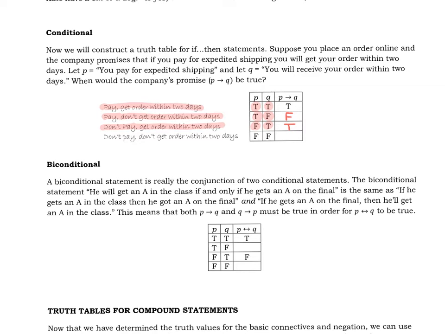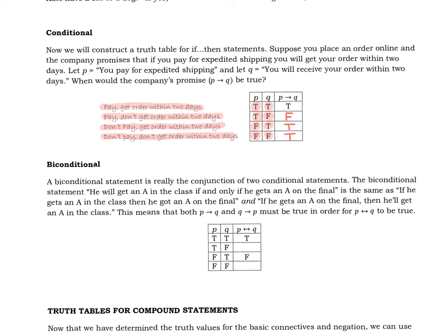And then the last one. So P is false, so you don't pay for expedited shipping, and Q is false. In other words, you don't get your order within 2 days. So you didn't pay and you didn't get your order within 2 days. Is the company's claim true or false? Well, if you didn't pay extra, is it wrong to expect your order to not get there within 2 days? Of course not. You expect it to take longer, and so their claim is still true.